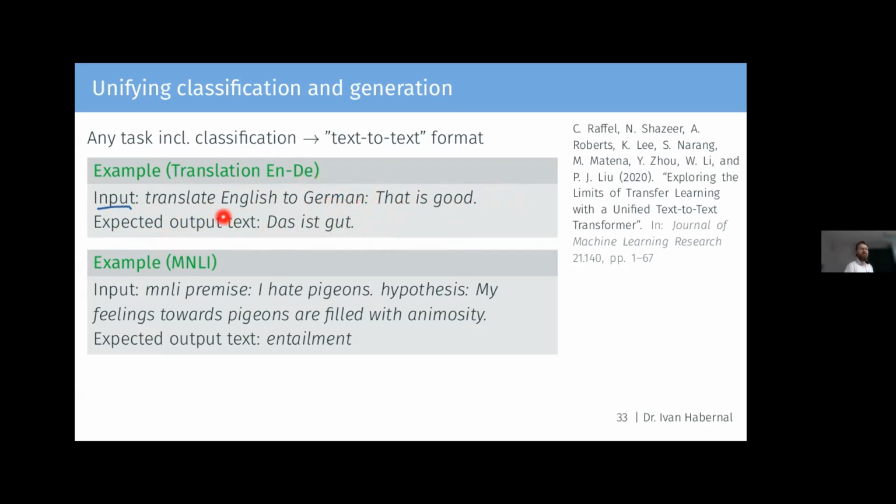Text in, text out. How about here? Natural language inference, NLI, and MNLI means multi-genre NLI. You would write to the model, "MNLI premise: I hate pigeons. Hypothesis: My feelings towards pigeons are filled with animosity." And what you expect the model to output is a word, "entailment". So it's not saying 0, 1, or 2 for the label, but it's spitting out the label as text. It's basically doing classification. If this were a tweet, you would write something like, "Oh, I hate you, T-Mobile," and then add "sentiment", and the model would output text saying "negative". This is how you turn classification into text generation, but it's the same thing. There's basically no difference.